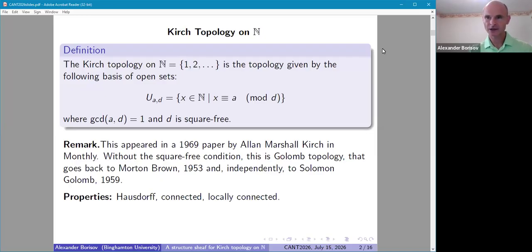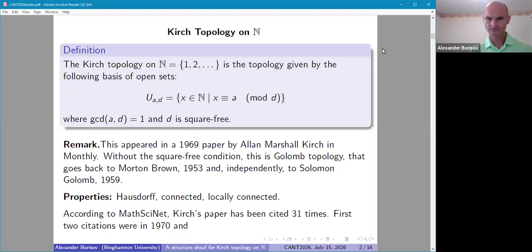It has some rather remarkable properties. It is Hausdorff, connected and locally connected. In comparison, the Golomb topology is Hausdorff and connected, but not locally connected. Now, according to MathSciNet, Kirch's paper has been cited 31 times. The first two citations were in 1970 and 2013. So we're talking about a paper that was effectively forgotten for 40 plus years.